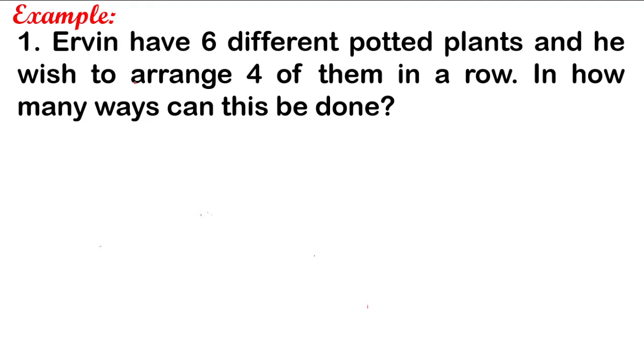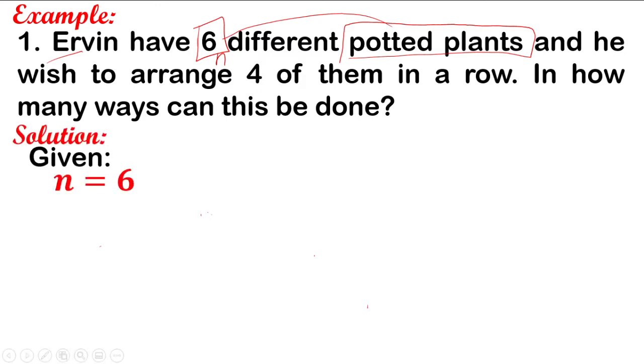So, what is the object we are talking about? Irvin has potted plants, correct? Now, how many potted plants are we talking about? 6. So, 6 here will be the number of objects. So, n is equal to 6. Next, what will Irvin do with the 6 potted plants? He will arrange them in a row. But he wants only 4 in a row. So, 4 will be the value of r. Of the 6 potted plants, Irvin will arrange only 4.